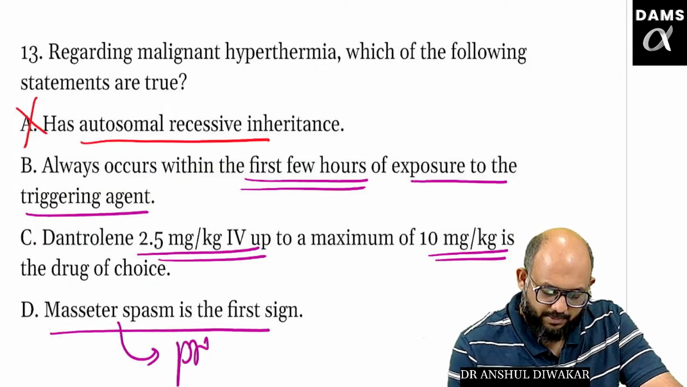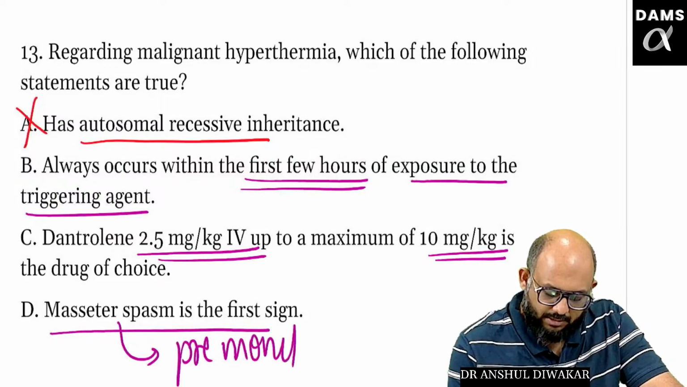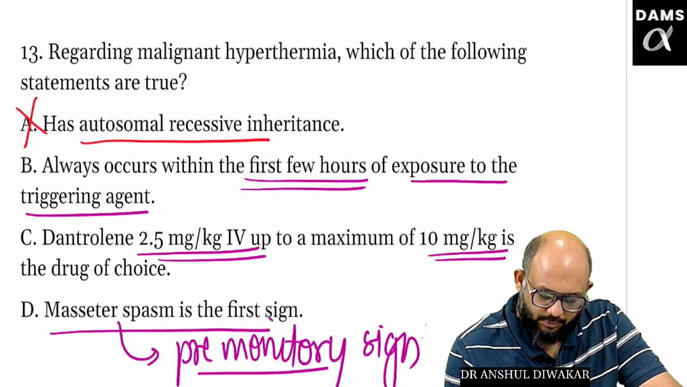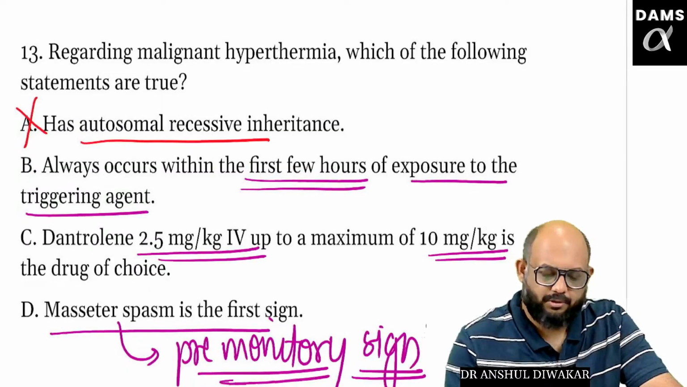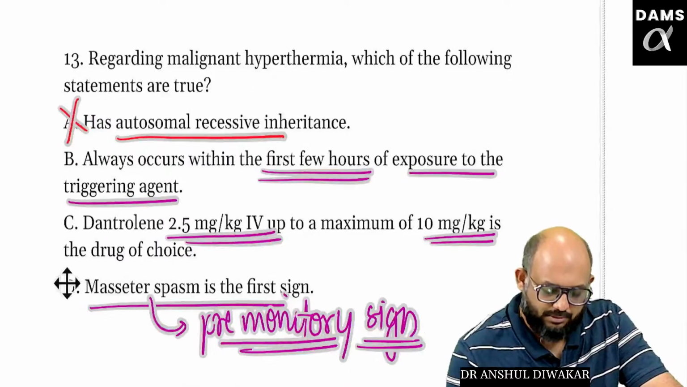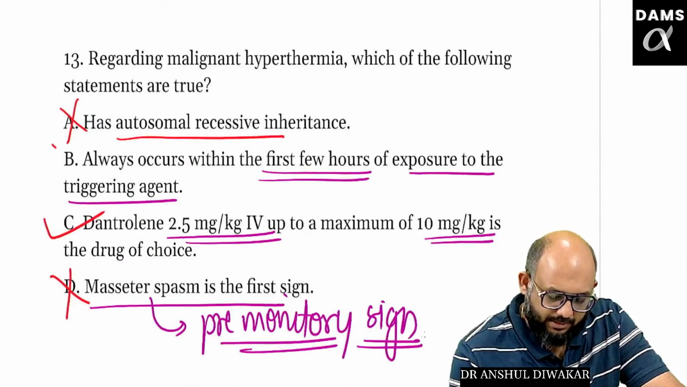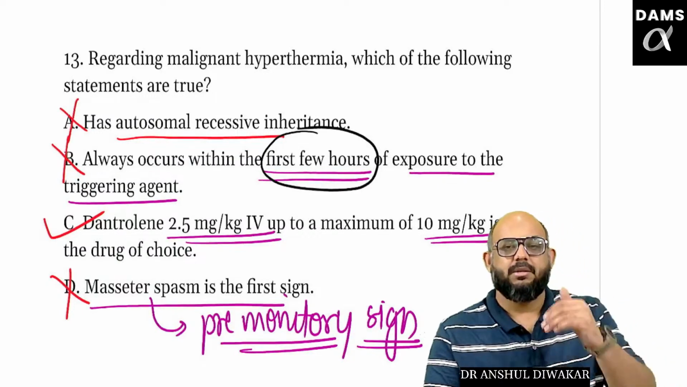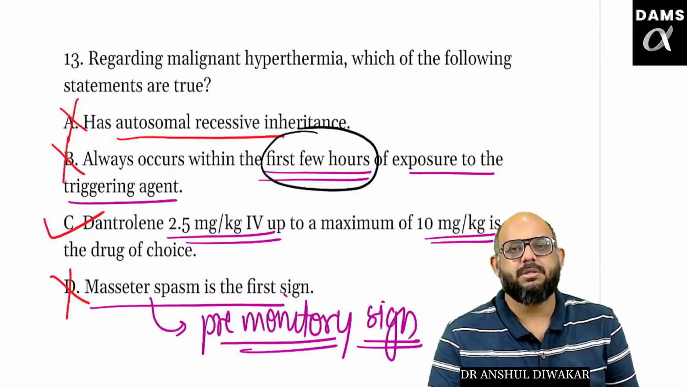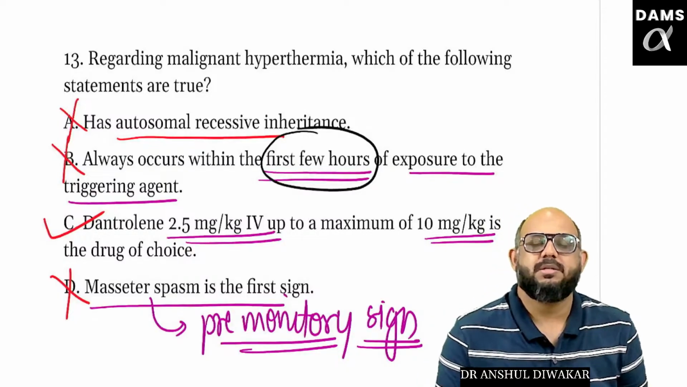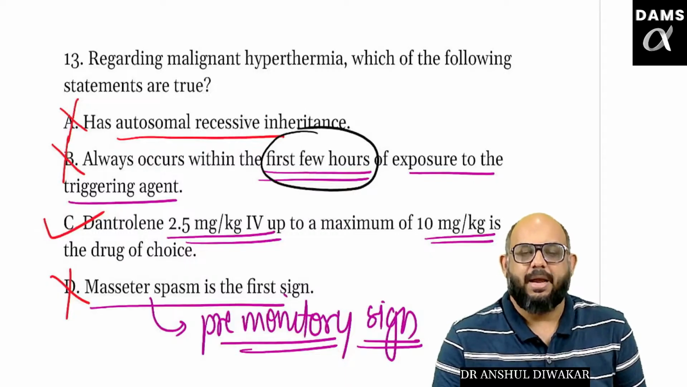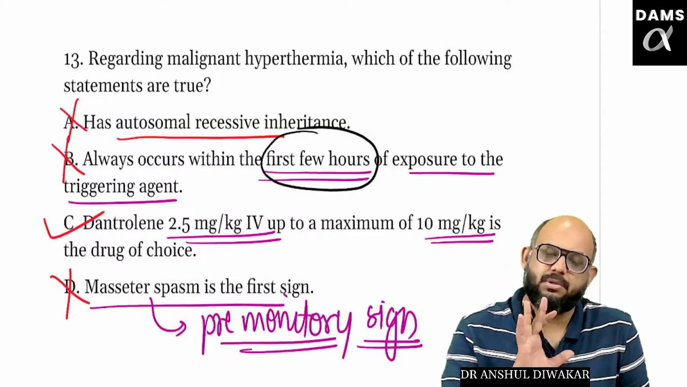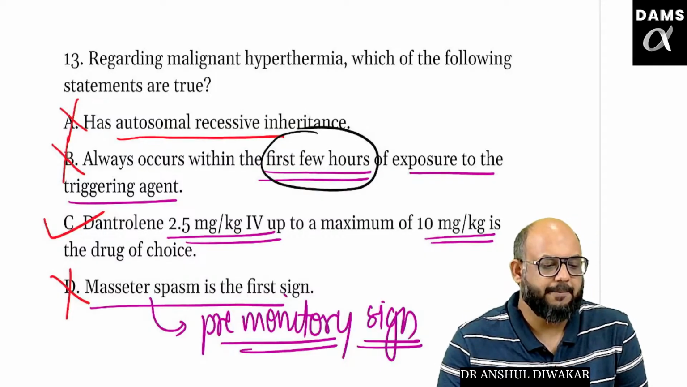Masseter spasm is the premonitory sign, that too when you give scoline. So this is wrong. And why? Not first few hours. The moment a triggering agent triggers the ryanodine receptor, there is a massive release of calcium from the sarcoplasmic reticulum. So it doesn't take hours. The moment you expose the triggering agent, it will occur. All right.